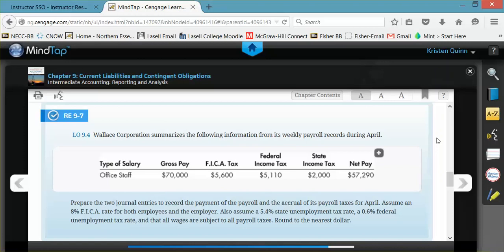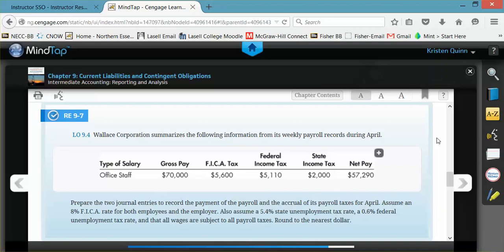So they tell us what type of salary that we're looking at. It's for our office staff. The gross pay is $70,000. When they're talking about gross pay, this is how much our employees have technically earned for working during this period, but that's before any taxes or deductions have been taken away. We have the FICA tax for $5,600, and our FICA tax includes Social Security tax and Medicare.